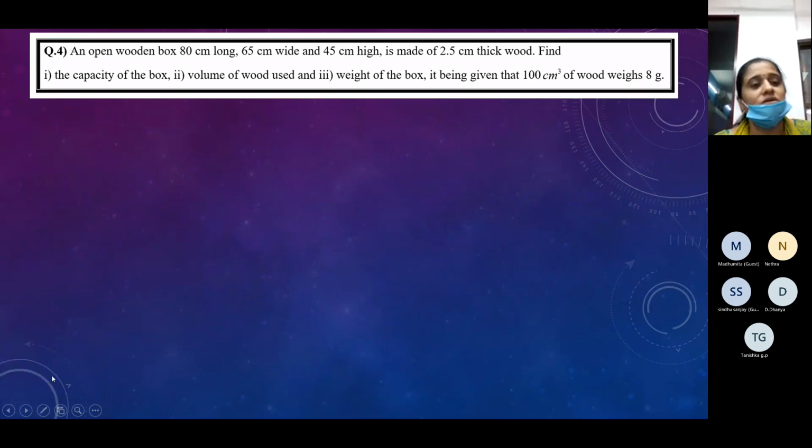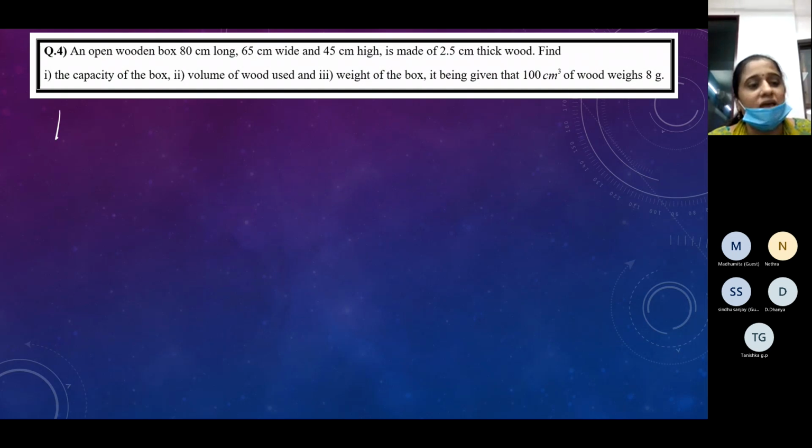Now coming to this question, it is an open wooden box. An open wooden box is 80 centimeters long. When they say this, is it internal or external? If nothing is mentioned, it is external only. Because how will you measure a box? Outside only you measure, no? If I leave a box there and ask you to measure it, and I don't say anything, then mostly external only. If nothing is mentioned, external it is, not internal.